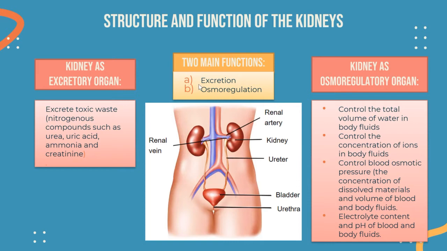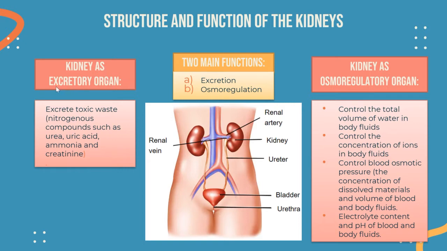The first one is excretion, to remove the waste product, the toxic substance, from our body. The second one is osmoregulation. Osmoregulation refers to the regulation of water inside the body. Let's go first to the kidney as excretory organ.